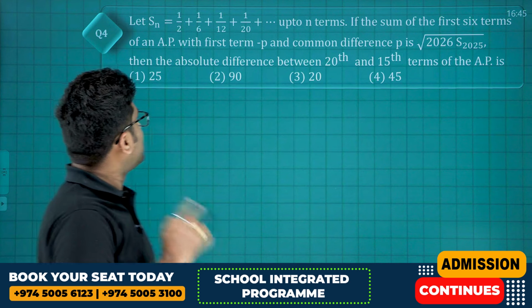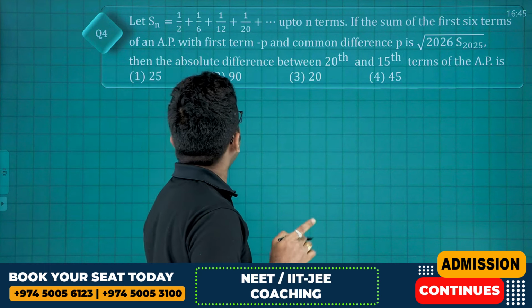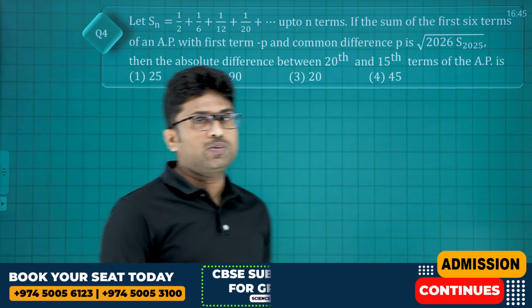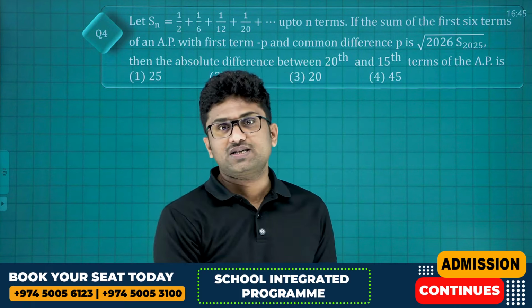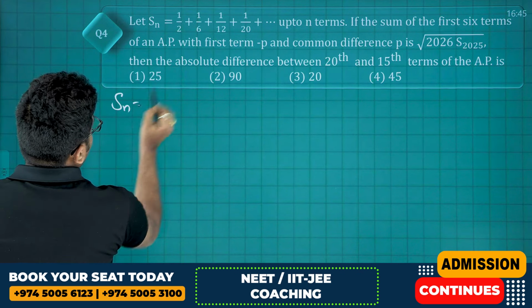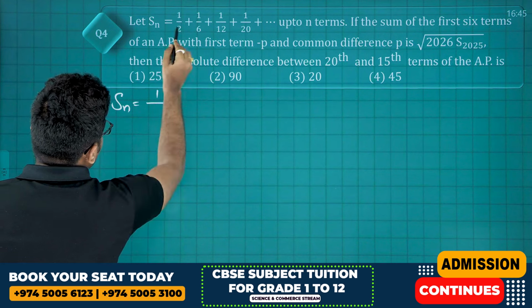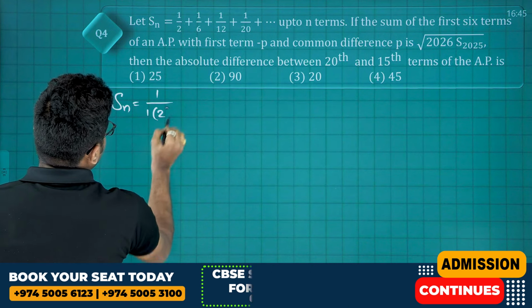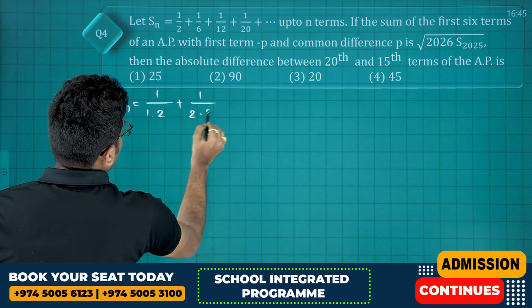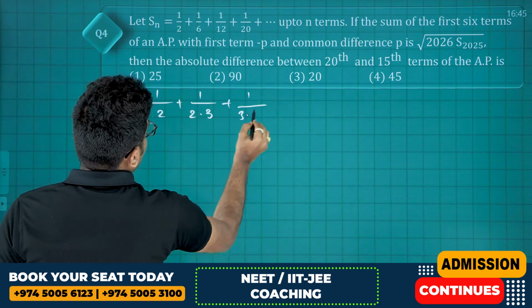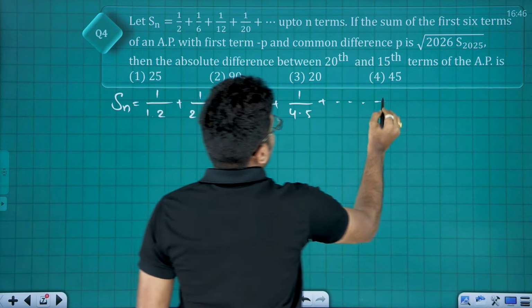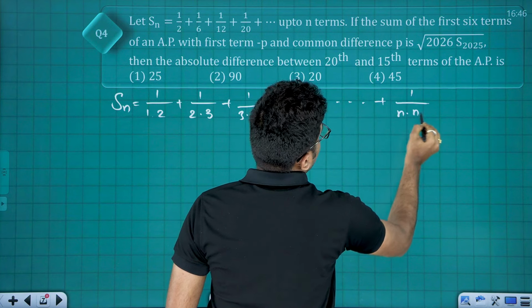Next question. Sn is equal to 1 by 2 plus 1 by 6 plus 1 by 12 and so on, 1 by 20. If you are good enough with telescoping series, the moment you see this, you will understand this is by the method of difference. First, I will try to manipulate this, rearrange the terms. 2 we can write as 1 into 2, plus 1 by 6 is 2 into 3, plus 1 by 3 into 4, plus 1 by 4 into 5, and so on. The nth term will be 1 by n into n plus 1.